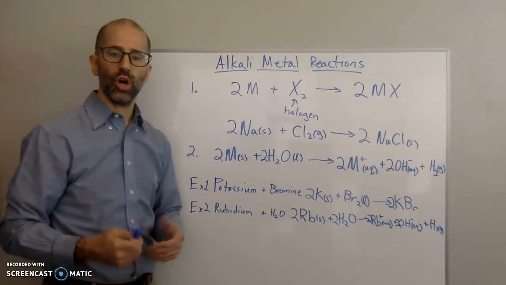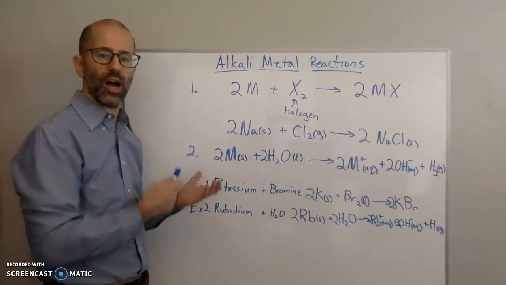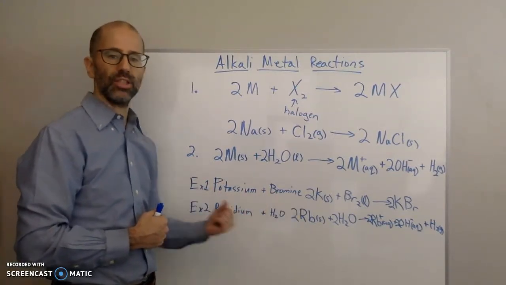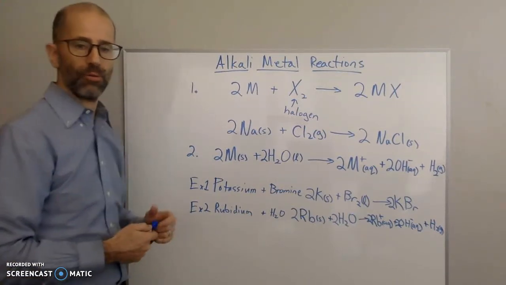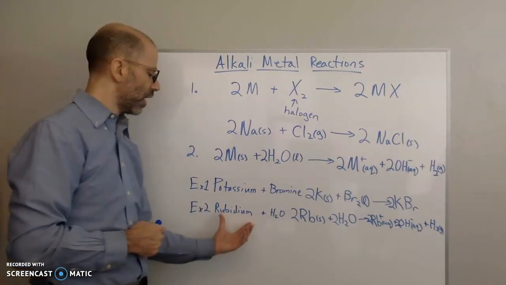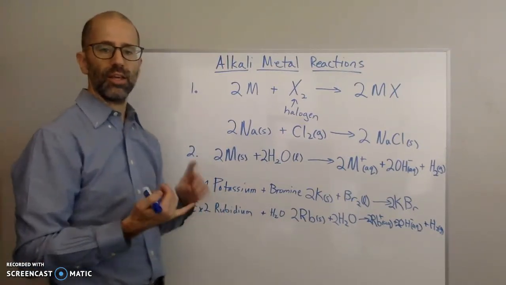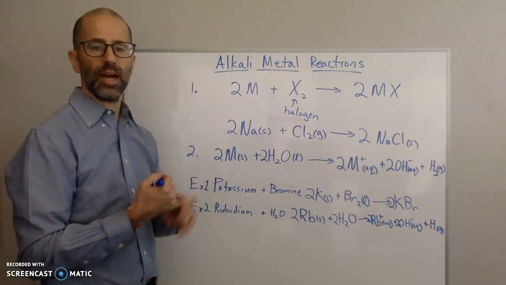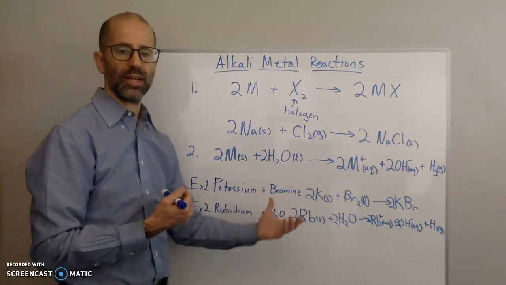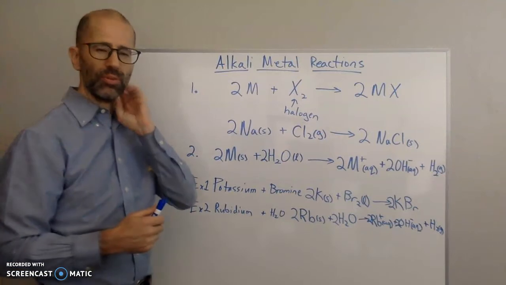So again, you have to know what the typical alkali metal reactions are, and then recognize what you're given. If you're given an alkali metal and a halogen, then you should know the product is a salt. If you're given an alkali metal and water, then you should know that's going to produce the alkali metal ion, the hydroxide ion, and hydrogen gas.